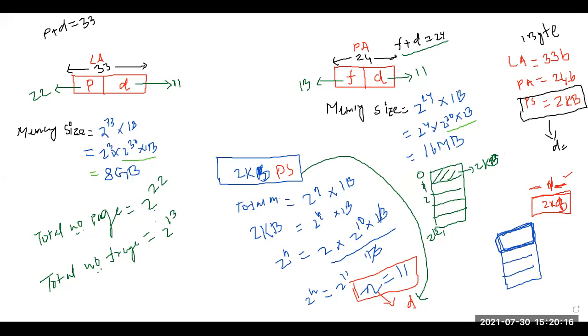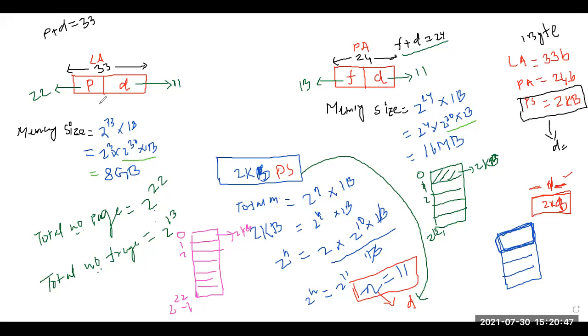Similarly, what is secondary memory? Your secondary memory will be divided into pages. How many pages are possible? Starting from 0, the total number of pages is 2 to the power of 22 minus 1, like 1, 2, continuing up to that. And each of these pages has a size of 2 KB. Now see how easy it is.